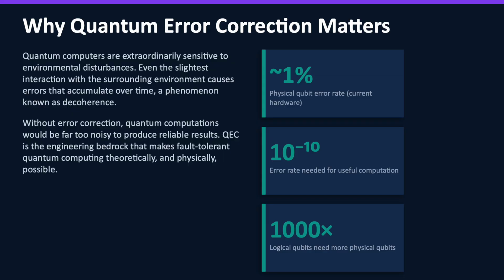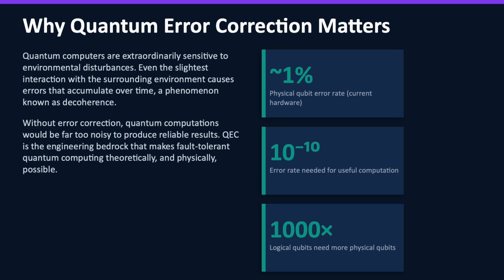So why does quantum error correction matter? Imagine building the world's most powerful calculator. But every time you press a button, there is a small chance the calculator quietly changes one of the numbers you already entered. If your calculation only has a few steps, this might not matter much.